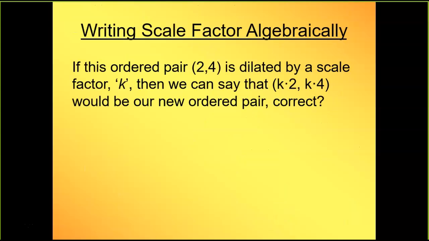All right, so this is what we're going to start getting into today. We're not quite in our notes yet. We're just going to kind of talk about it. We want to know how to write a scale factor algebraically, how to write the rule. What are the directions that we have to do for dilation? So if an ordered pair is 2, 4, and I want to dilate it by a scale factor of k, what do I have to do to this ordered pair in order to get my new point, my new coordinates? What would I have to do?